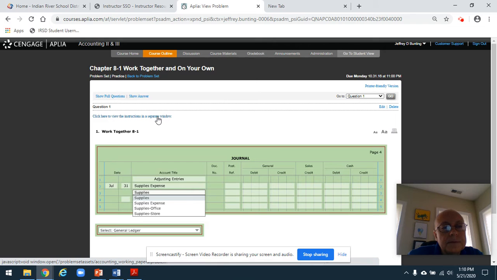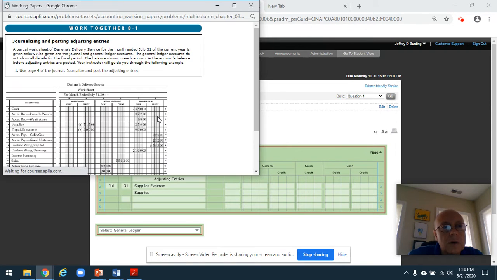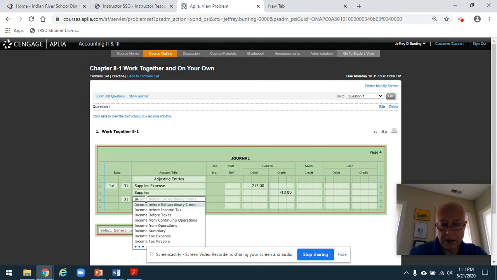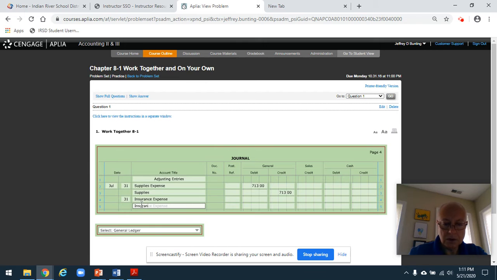Take a look. Hopefully you guys can see it. So our supplies adjustment was $713. We're just going to go through here and plug in $713 here, and we're going to plug in $713 here because we are reducing the amount of supplies that we have. We're going to do the same thing for prepaid insurance. So insurance expense.